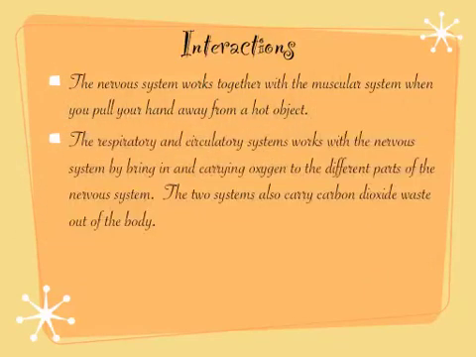Another interaction is between the respiratory and circulatory systems. So as you know by now, the respiratory system brings in oxygen, and the circulatory system carries that oxygen to the different parts of the nervous system. Your brain is a part of the nervous system that needs a lot of oxygen. These two systems also help carry waste out of the body, such as carbon dioxide.